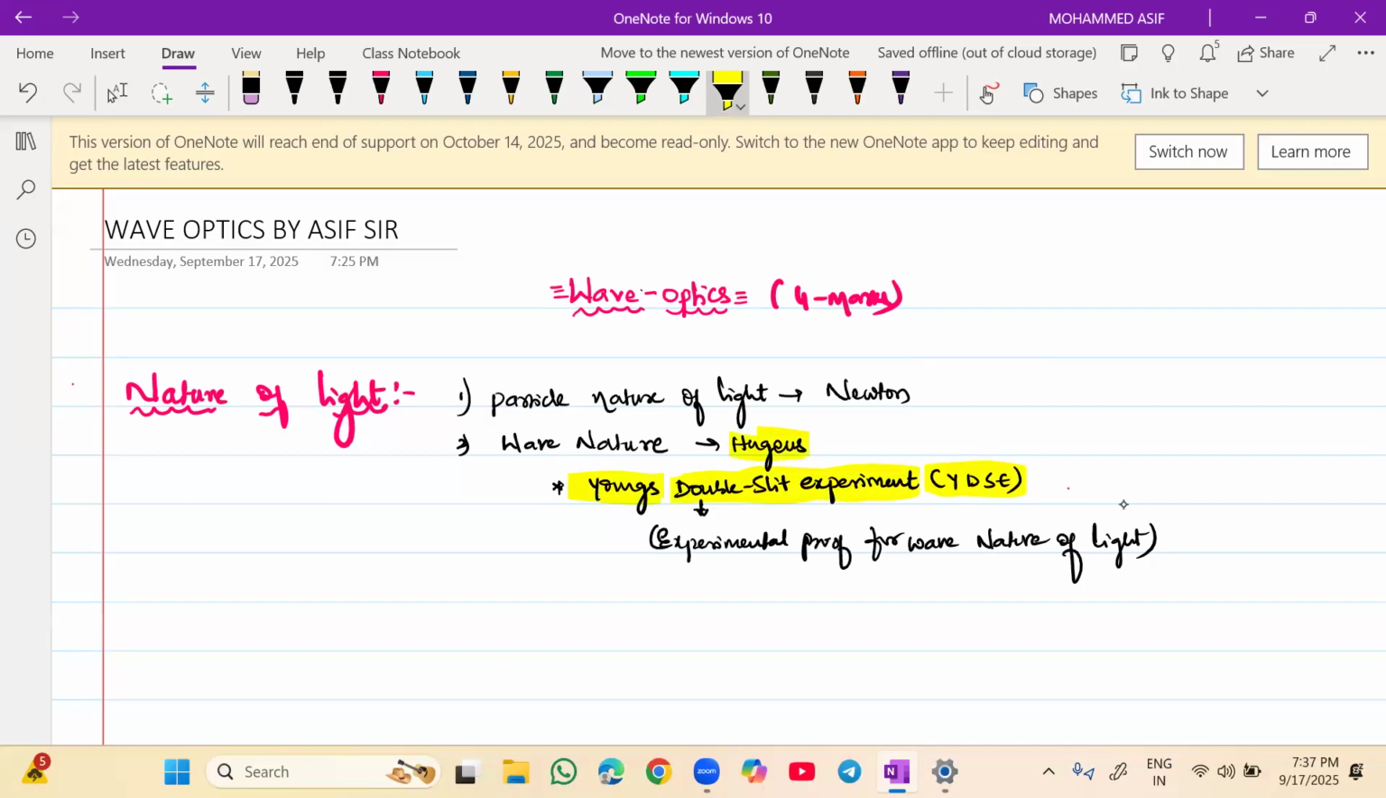The wave nature of light was given by Huygens, and the particle nature of light was given by Newton. Light has both natures, particle nature and wave nature. So this is called dual nature. The particle nature we will study in modern physics, the photoelectric effect. The wave nature of light is given by Huygens, and the experimental proof is Young's double slit experiment, YDSE.